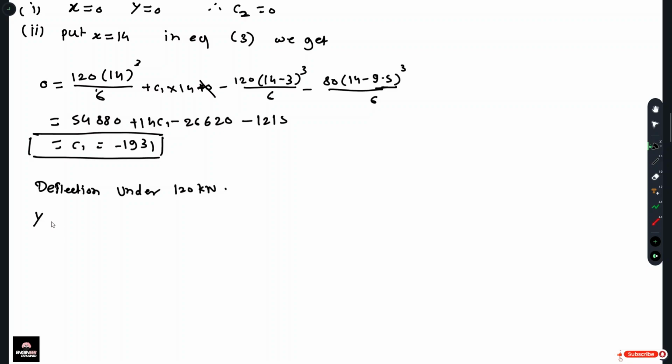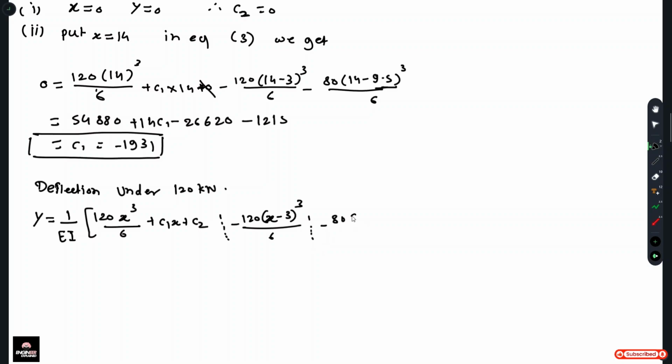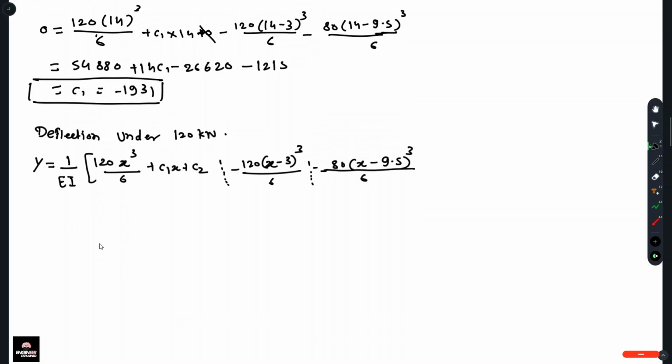So y is equal to 1 upon EI times 120x cube upon 6 plus C1x plus C2, minus 120 times x minus 3 cube upon 6, minus 80 times x minus 9.5 cube upon 6. This is our general deflection equation.